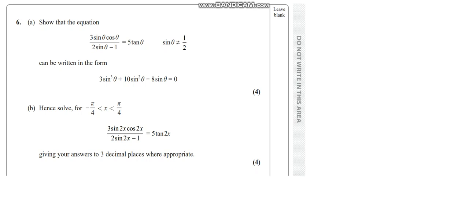The sixth question, part A, states: show that the equation 3 sin θ cos θ over 2 sin θ minus 1 is equal to 5 tan θ, where sin θ is not equal to half, can be written in the form 3 sin³θ + 10 sin²θ − 8 sin θ = 0. So first things first, what you have to do is write down the formula, and I'll tell you what changes you have to make next.